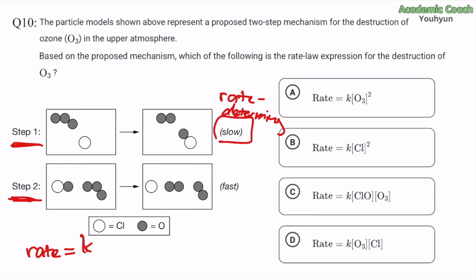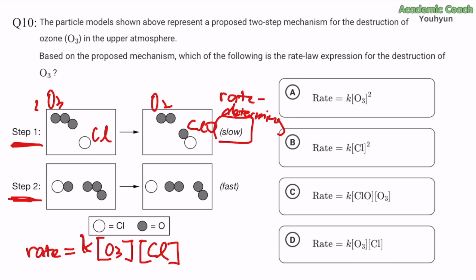Now, based on these particle models, we need to write out the chemical equation for step 1. It's O3, and this one is Cl. This one is O2. This is ClO. So based on step 1, rate is equal to k times the concentration of O3 to the power of 1 times the concentration of chlorine to the power of 1. So the answer should be C. Oh, my bad. The answer should be D.